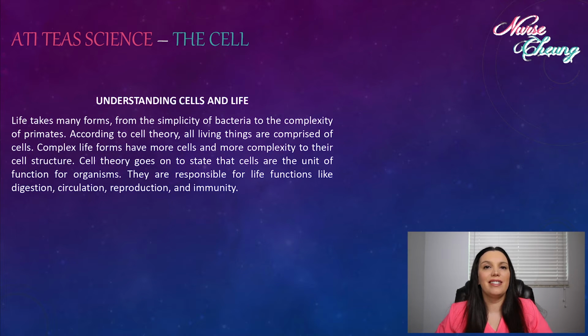To begin, we have to understand cells in life. Life takes many different forms, from the simplicity of bacteria to the complexity of primates. According to cell theory, all living things are comprised of cells. Complex life forms have more cells and more complexity to their cell structures. Cell theory goes on to state that cells are the unit of the function of organisms. They are responsible for life functions such as digestion, circulation, reproduction, and immunity.